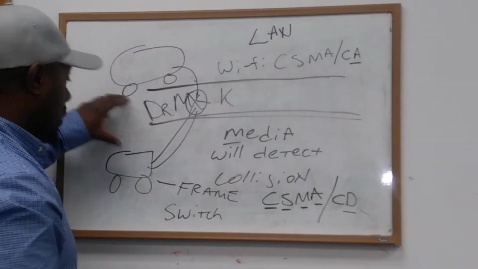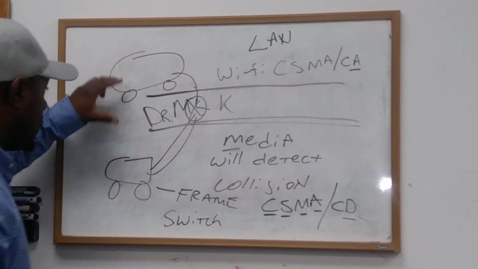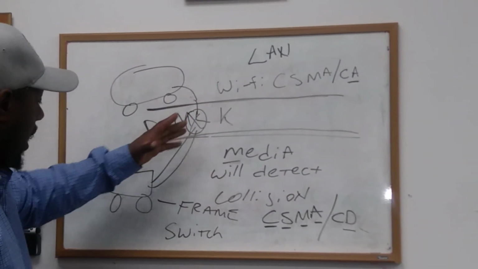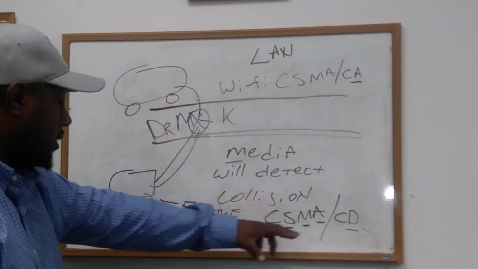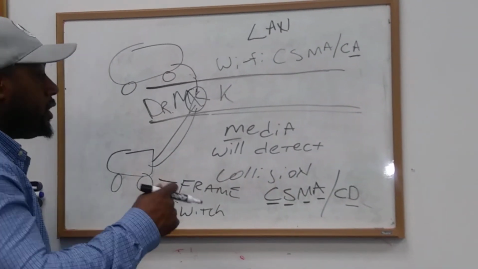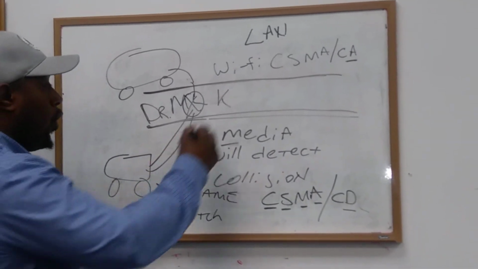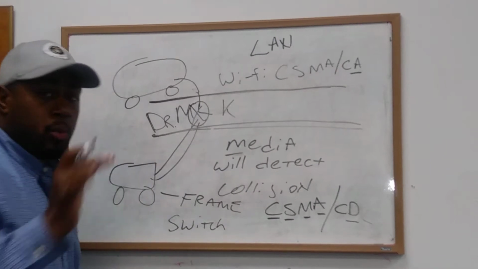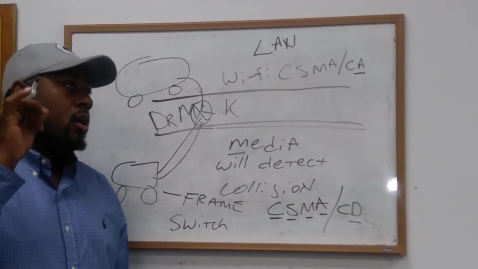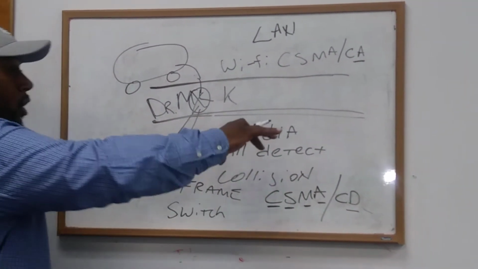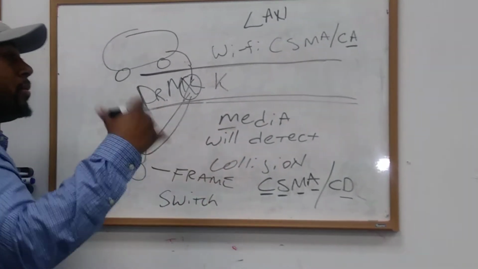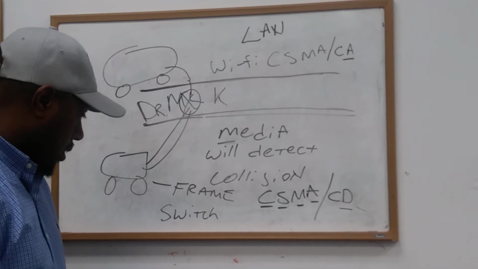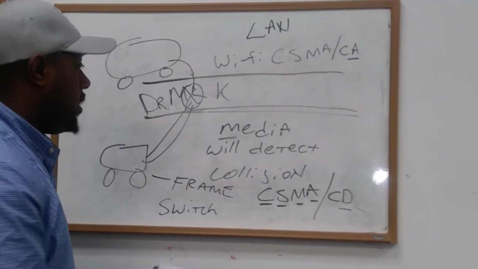And that's the concept of carrier sense multiple access with collision detection. You have two cars that pull out onto Dr. Martin Luther King Boulevard. They crash, and the media will detect a collision. And when it detects a collision, all other devices connected to the media have to wait a certain amount of time before they send frames again.